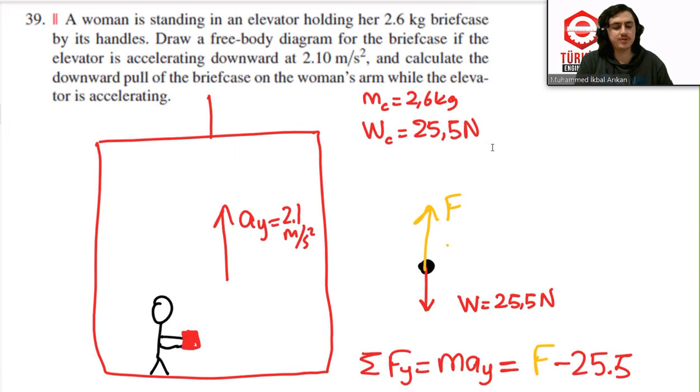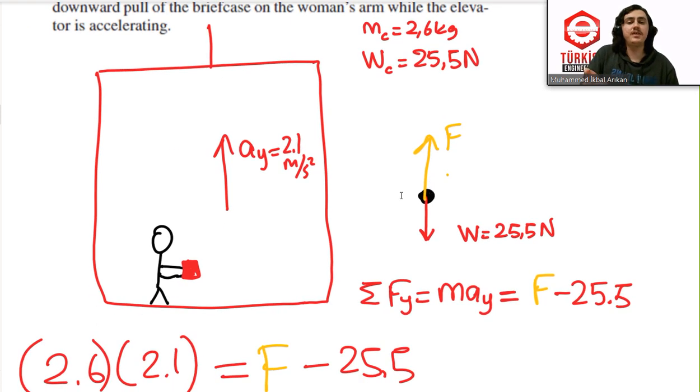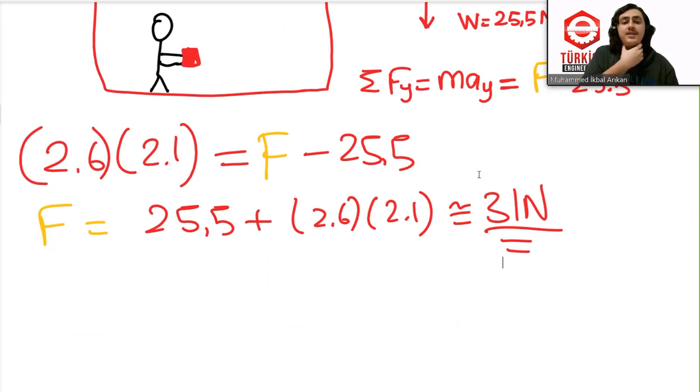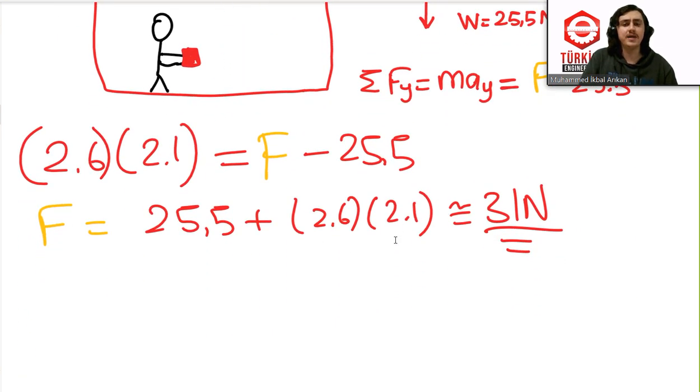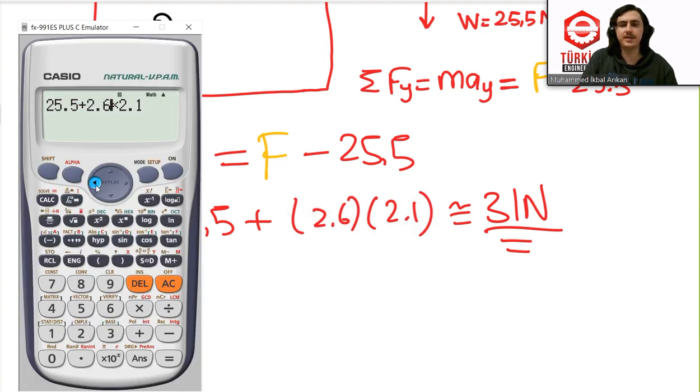Actually, as you see, the weight is 25.5, but the force which is exerted by the woman's arm is bigger. So she will feel the weight more because she will feel the applied force from her hand. So that means the feeling of the weight will be bigger for her. So this is the idea. But when the case is reversed, so we are accelerating down by this acceleration, this one will be negative, and this one will be negative.